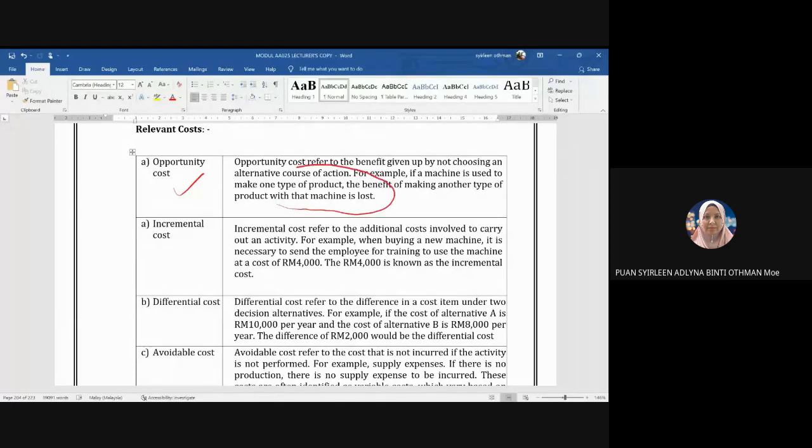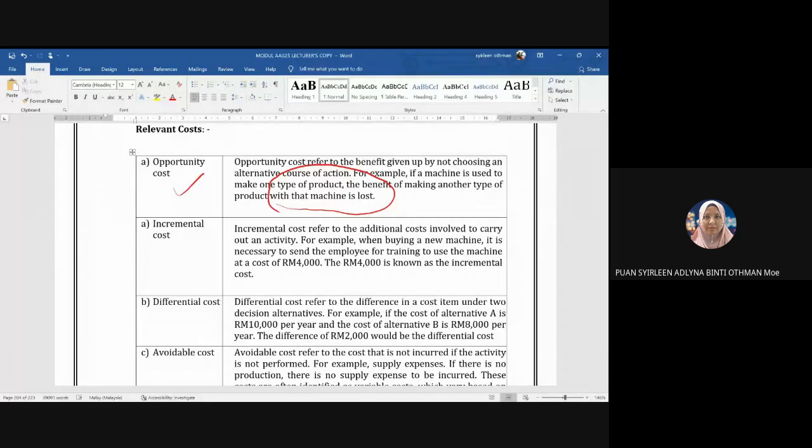Okay, so ini something like you learn in economy, cost lepas. Maksudnya kamu terpaksa lepaskan sesuatu cost in order to get something else. So the cost yang terpaksa you lepaskan itu adalah cost yang terpaksa you tanggung apabila you memilih alternatif yang berbeza. So itu ialah opportunity cost.